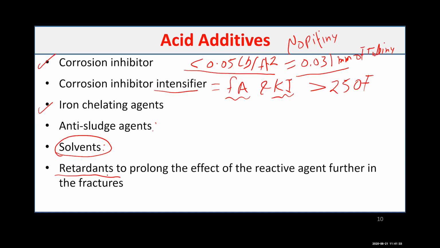There is also an additional type of retardant agent that does not depend on the viscosity, but depends on either emulsion or foaming. You can emulsify it with oil, or you can foam it with natural gas, to try to reduce the reaction rate.